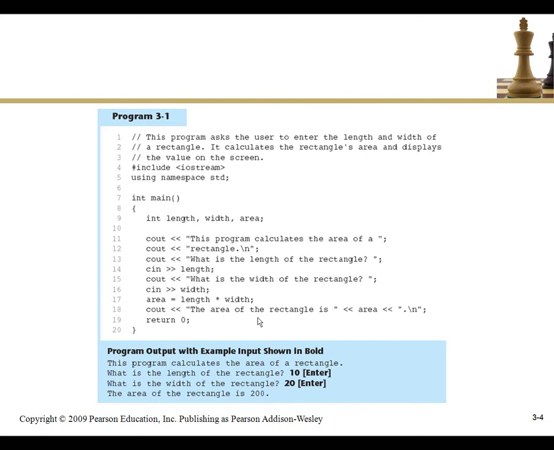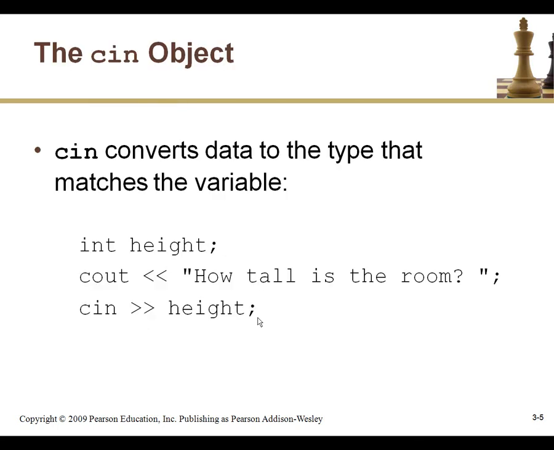Then the user enters 10 followed by Enter, or a carriage return. Then the program will prompt the user and ask what is the width of the rectangle. The user keys in 20 and then presses the Enter key. The program will display: the area of the rectangle is 200.